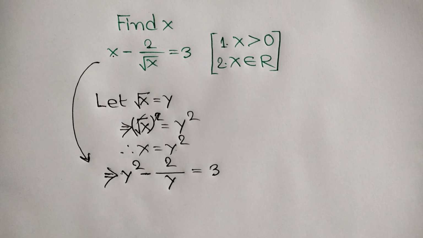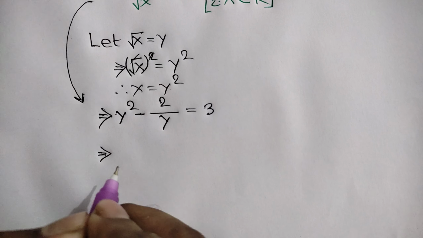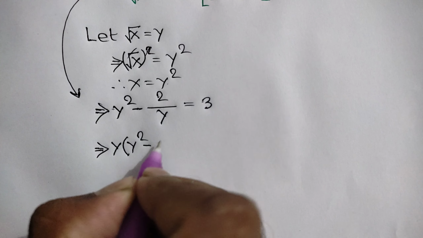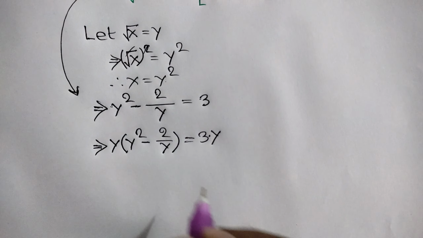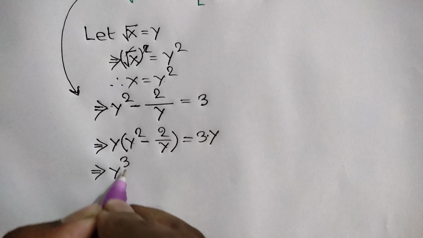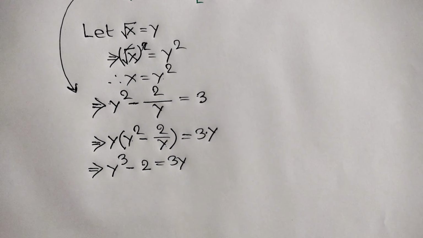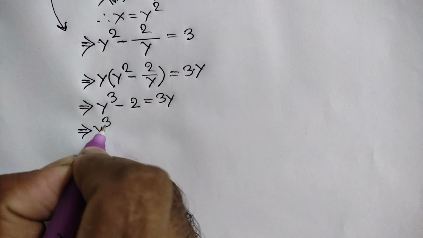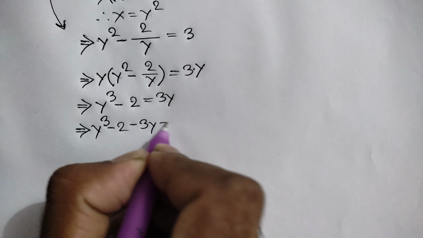Now multiplying both sides by y, we can write y times y squared minus 2 over y is equal to 3 times y. Or y times y squared is y cubed minus, this y cancels this y, so here we will get 2, is equal to 3y. Now taking this 3y to the left side we will get y cubed minus 2 minus 3y is equal to 0.